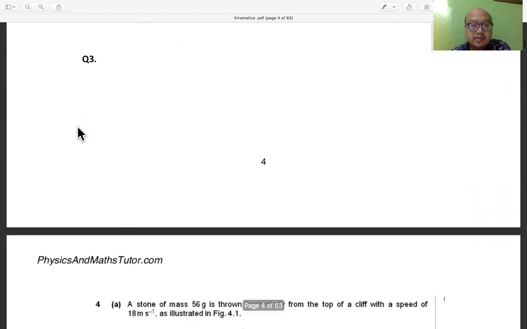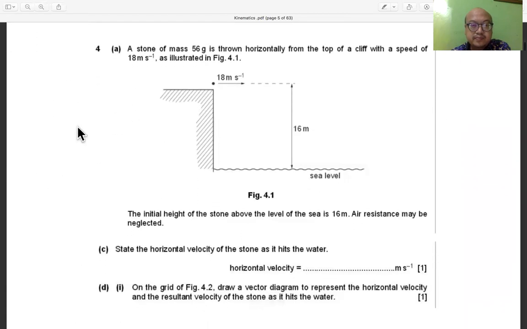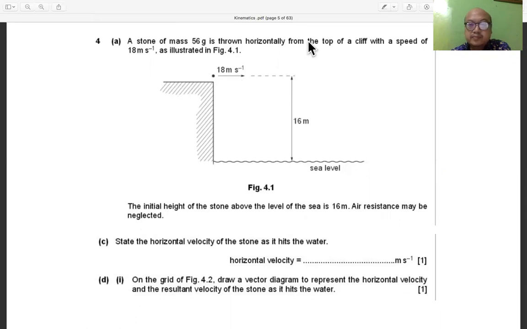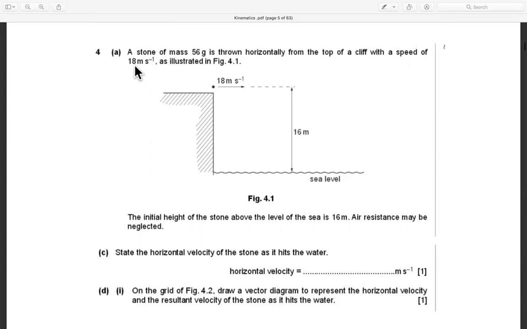Number question 3 and number 4. A stone of mass 59 gram is thrown horizontally from the top of a cliff with speed of 18 meter second minus 1 as illustrated in figure 4.1.